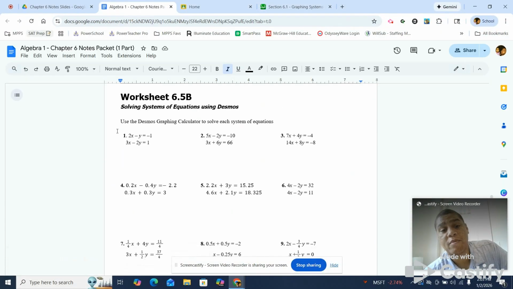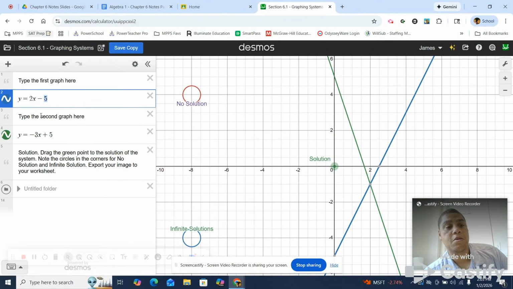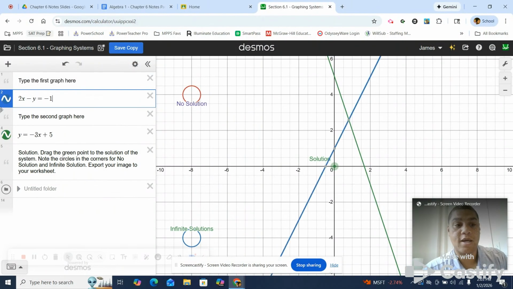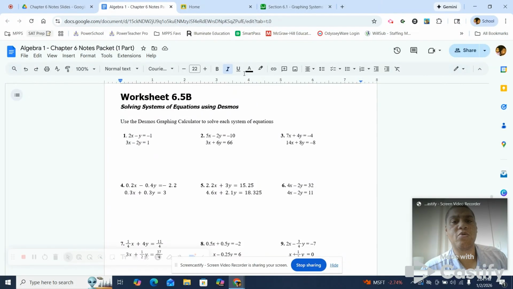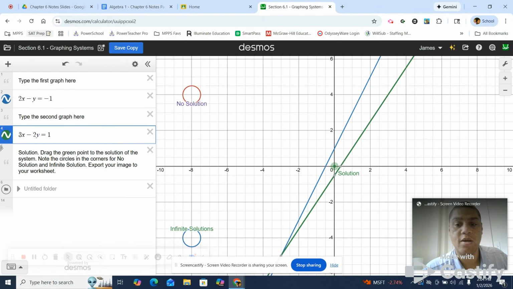What do I do in the homework, Mr. Young? Well, it should look something like this. And I can not quite literally copy and paste it, but I mean, pretty close. 2x minus y equals -1. Don't forget. Yes. There's that line. 3x minus 2y equals +1. Don't forget.